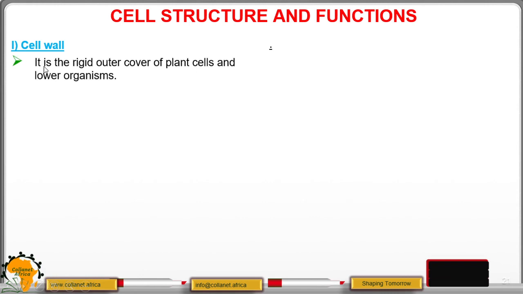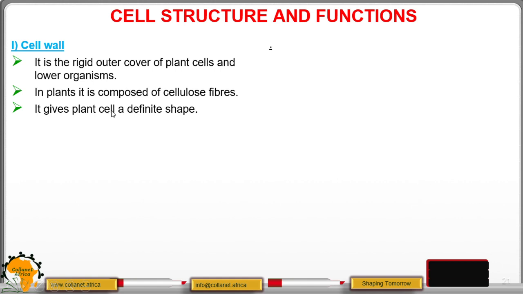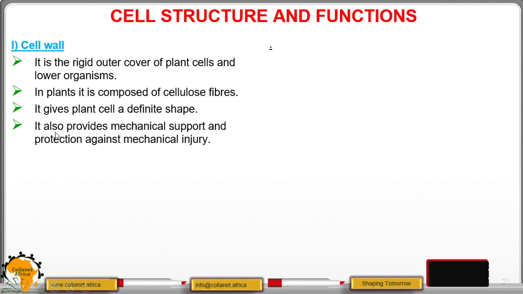The cell wall. This is the rigid outer cover of a plant cell and lower organisms, composed of cellulose fibers that gives a plant cell a definite or a regular shape. It also provides a mechanical support and protection against mechanical injury.